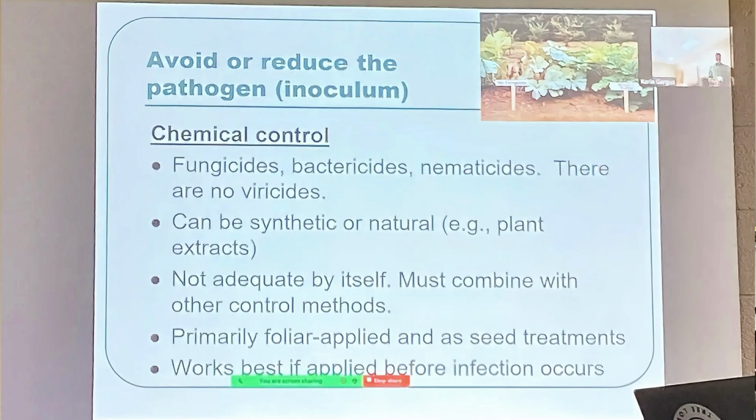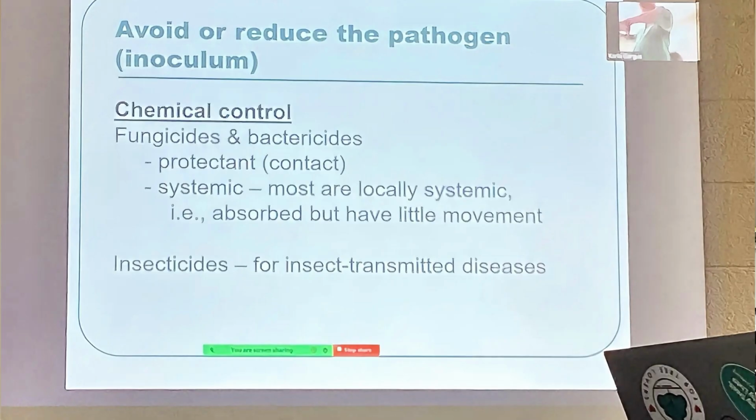Not adequate by itself, must combine with other control methods, primarily foliar applied and as seed treatments. Works best if applied before infection occurs. Chemical control: we have fungicides and bactericides, protectant, contact, systemic. Most are locally systemic, and they're absorbed but have very little movement.